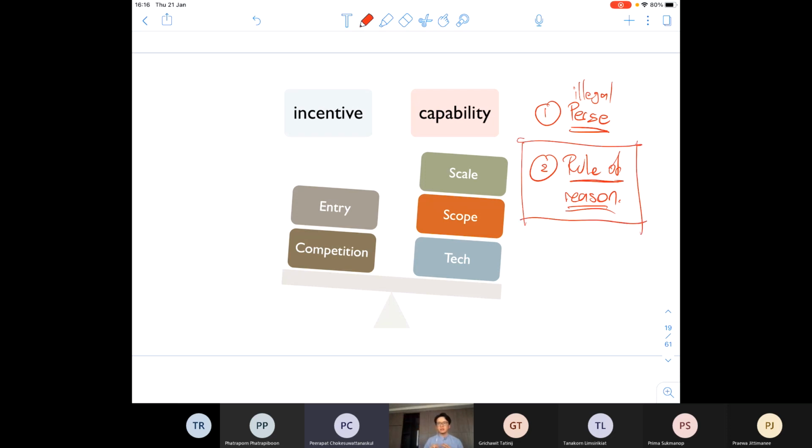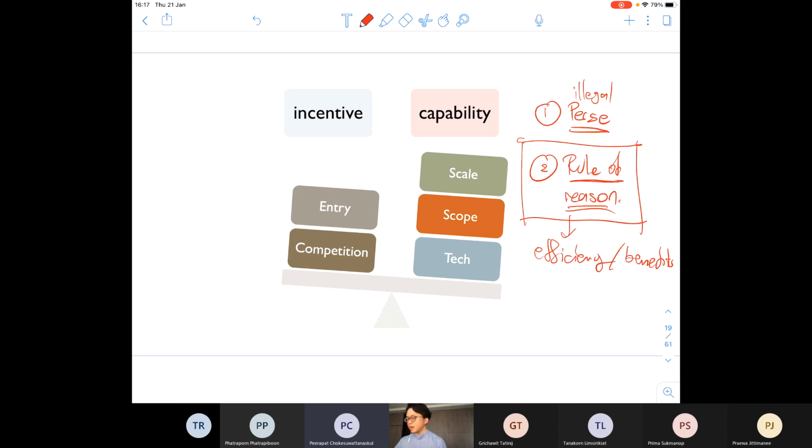What it means is this: you probably have to prove that that particular conduct actually leads to efficiency or other benefits. And you have to be able to prove that that efficiency or those benefits outweigh the consequences. You may reduce competition, yes. You may have some market power, yes. But by doing so, you actually gain something, right? And the economy as a whole also gains something as well.